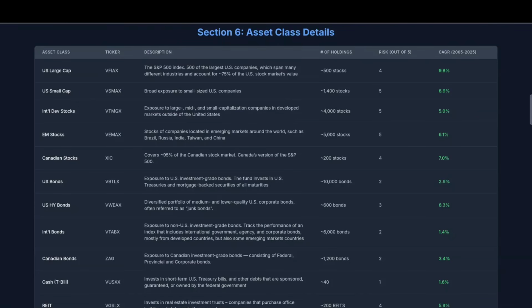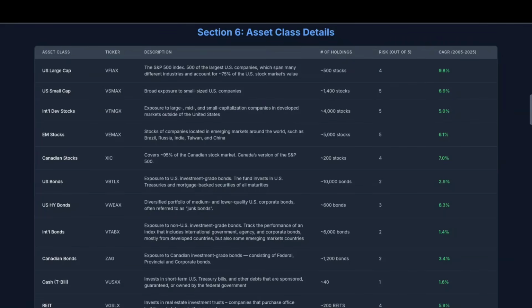US bonds, so these are investment grade bonds. The funds invest in US treasuries and mortgage-backed securities, about 10,000 in this case. Risk factor now drops to 2. Return is around about 3%. US high yield bonds now, so again, a diversified portfolio of medium and lower quality US corporate bonds, often referred to as junk bonds. Again, around 600 bonds, a risk out of 5 is 3, and a CAGR is around 6.3%.